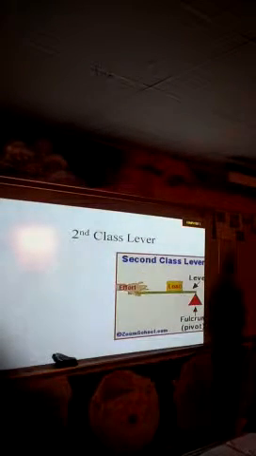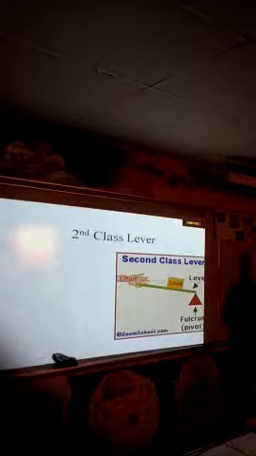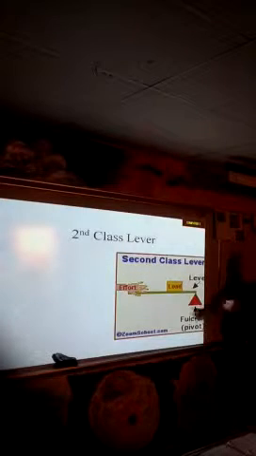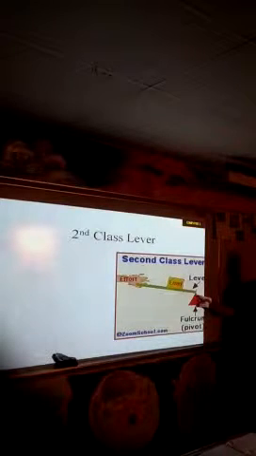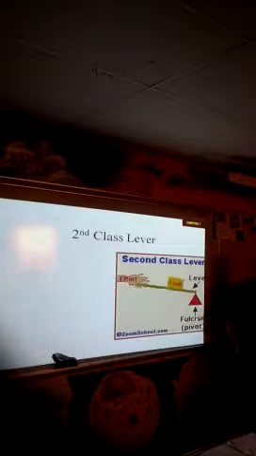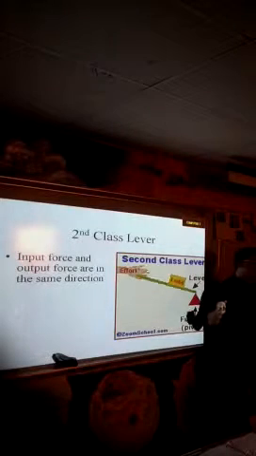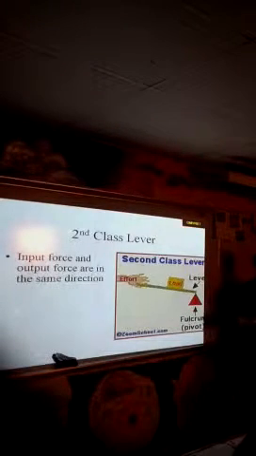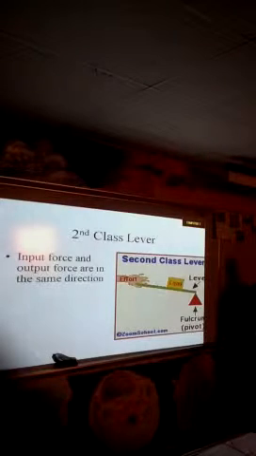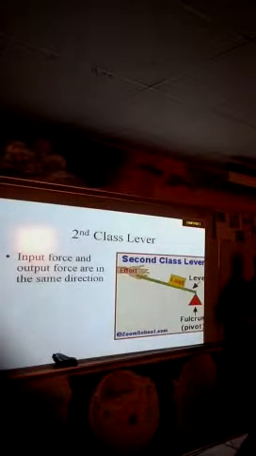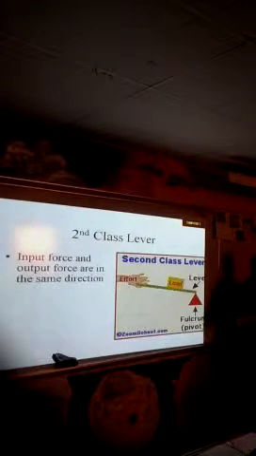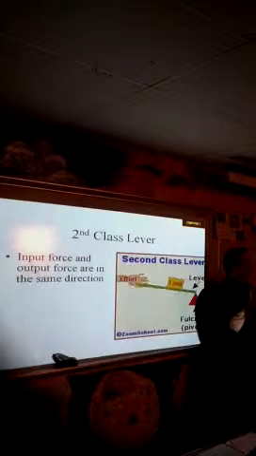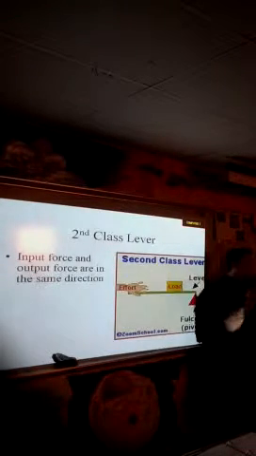Second class lever. What's the difference between a first class and a second class? Where's the fulcrum specifically? It's on the outside. If I flip this, it could be on that side, but the fulcrum's out on the outside. What's in the middle? Where the work output is going to be done. If I applied a work input, what direction is my work output? The same direction. Where the first class lever was opposite, like the seesaw.